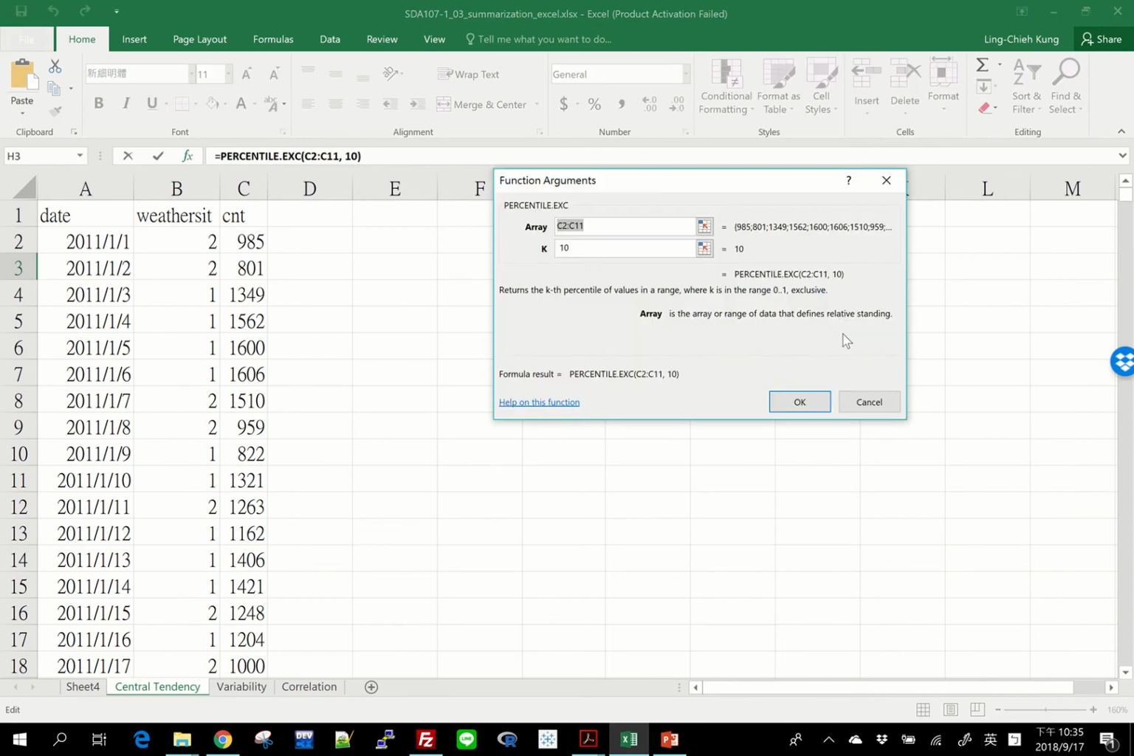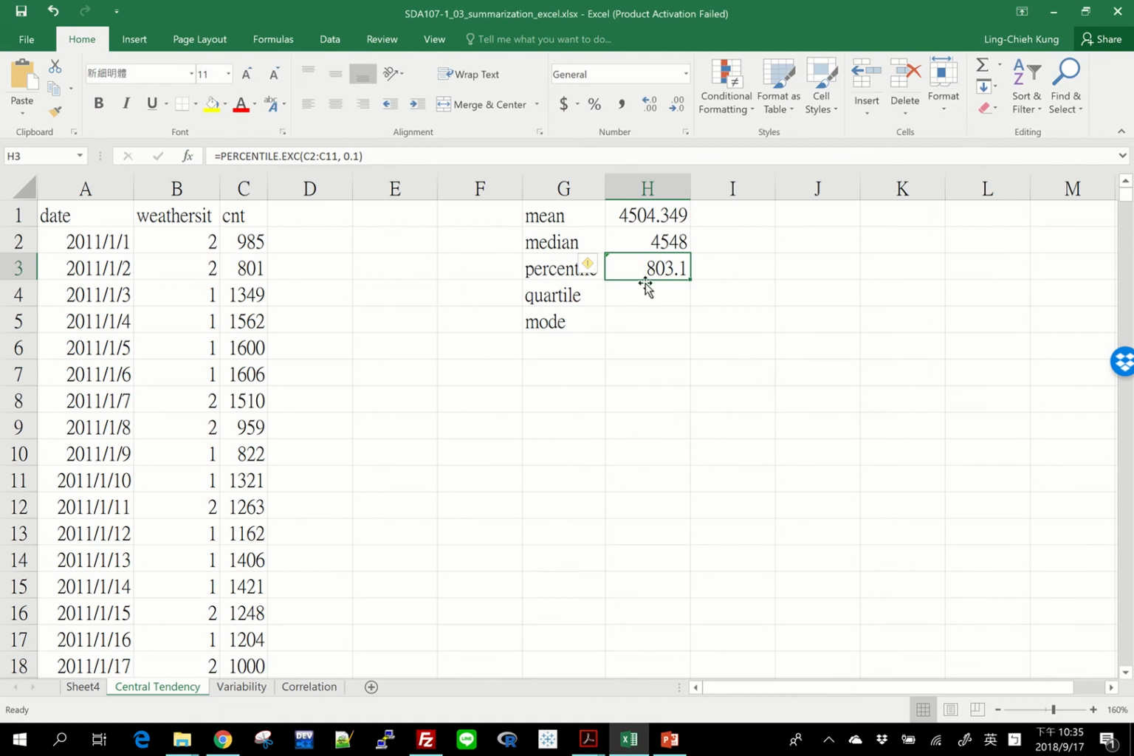So let's take a look at the manual. Here it tells me that it should be a percentile value that is between 0 and 1. So I realize that this should not be 10. It should be, for example, 0.1. Okay? And then you get 803.1, which means among these 10 values, if you count from the lowest to the largest, then the 10th percentile is around 803. So you can see through these values, seems to be right.